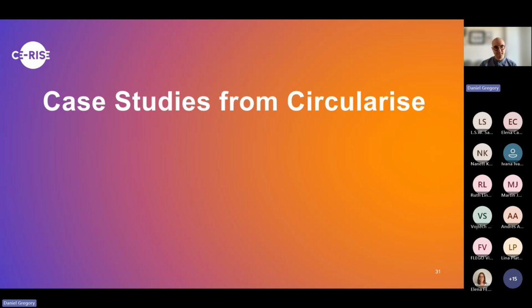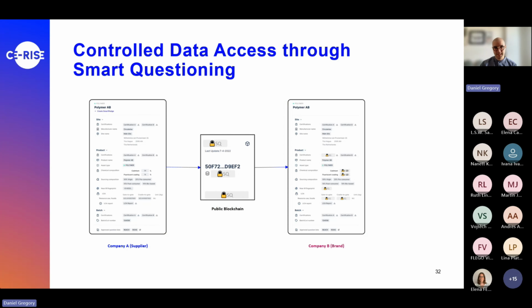So from there, I can give you a couple examples of how Circularise deals with this. Circularise uses a system called smart questioning, which is based on those zero knowledge proofs. So being able to prove that there's an insight associated with the data without revealing that underlying data itself. The person who provides the information to the system gets to set all of the levels of data disclosure.